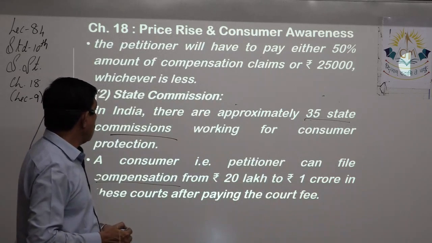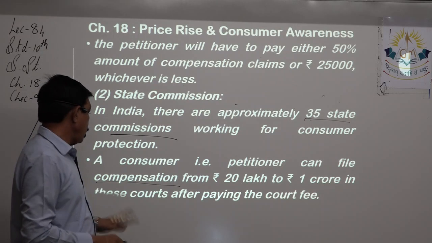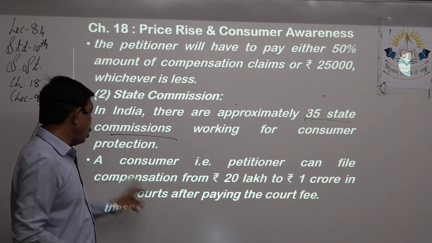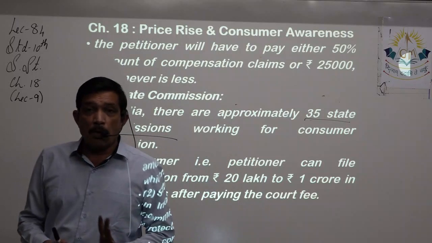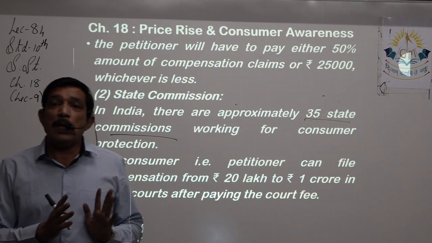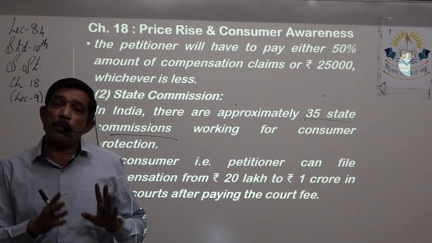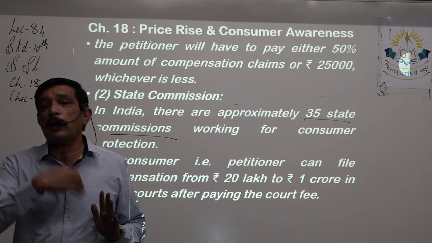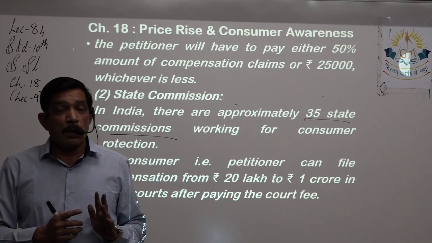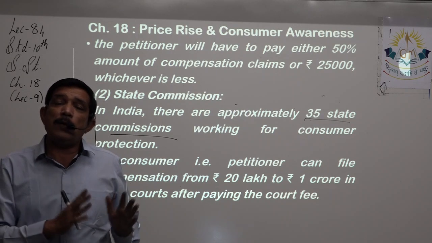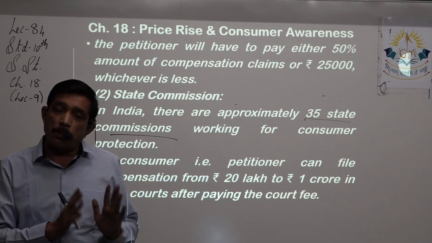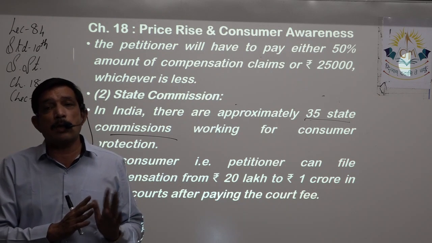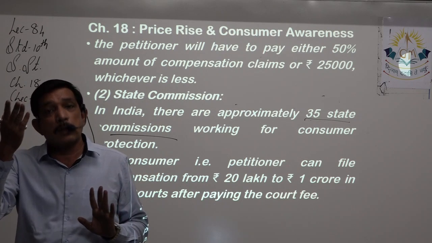Please remember this. A consumer, that is the petitioner, can file compensation from 20 lakh to 1 crore. Now if it is below 20 lakh, he has to approach the district court only. He cannot directly go to the state level, right? He can go to the state level if he is not satisfied with the judgment. If his amount is up to 20 lakh and he is not satisfied, then he can go to the state level.